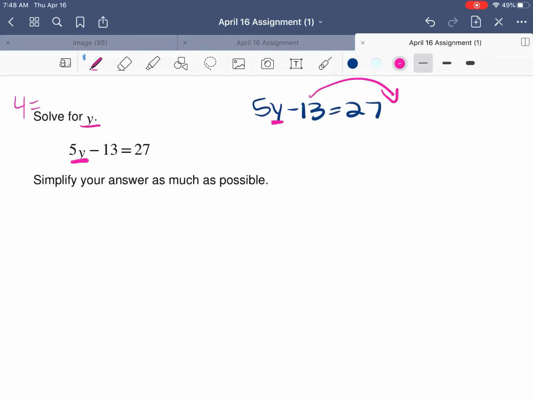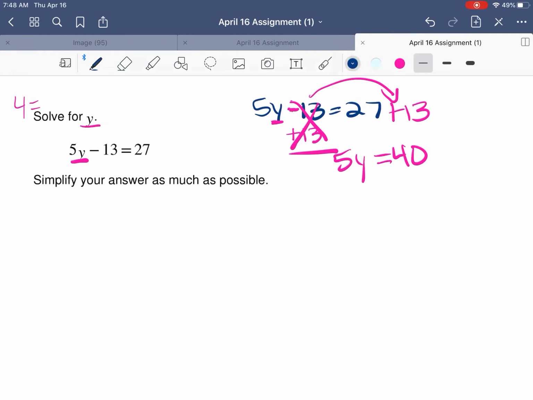Remember, we have our variable right there, and it's subtracting here. So the opposite of that would be adding 13, which then, if I have negative 13 and positive 13, crosses those out, and add the 13 over here, and that is 40. And then I still have my 5y.